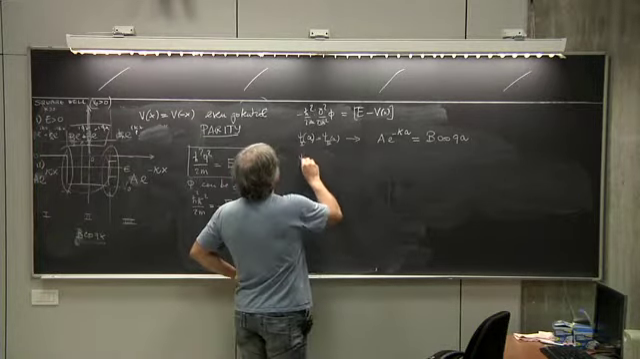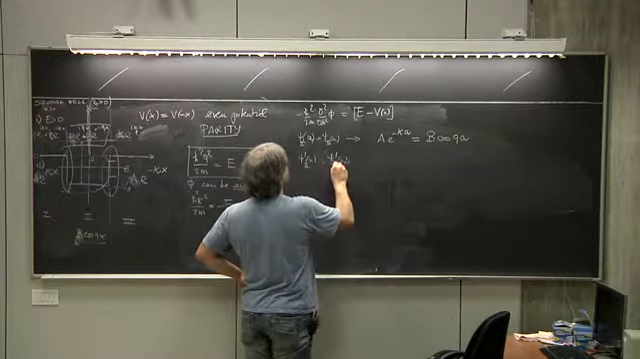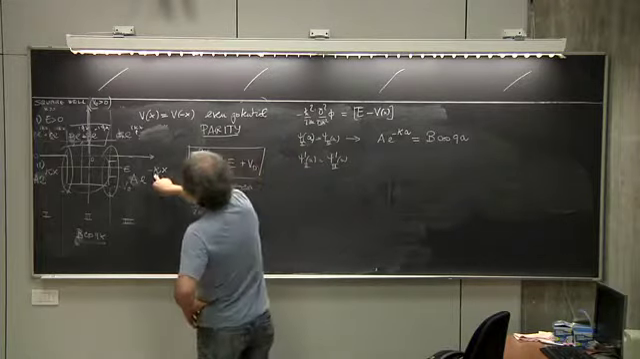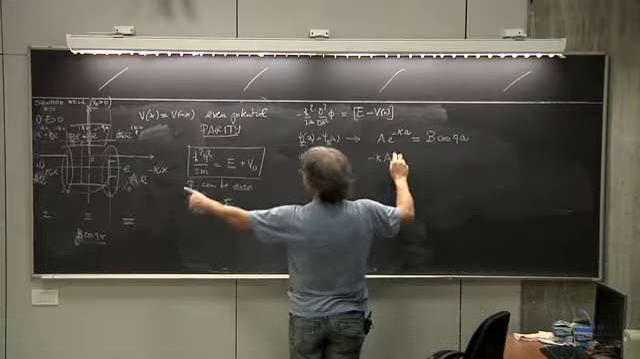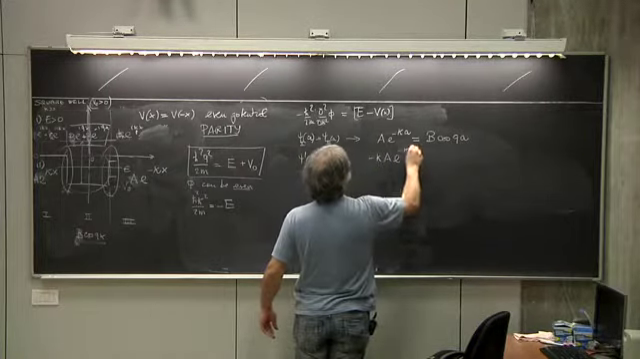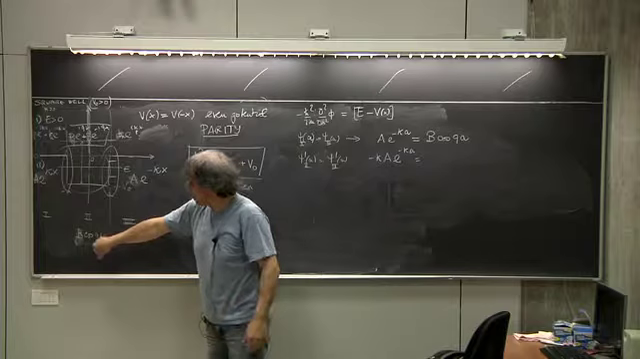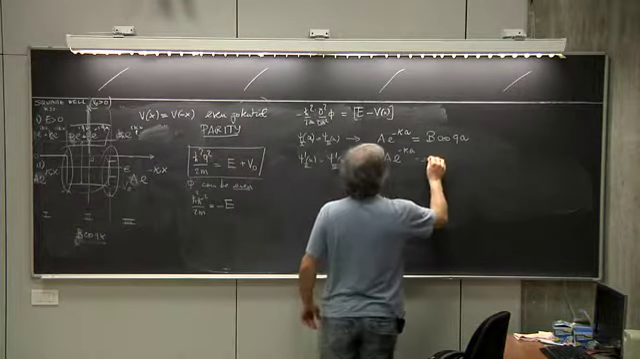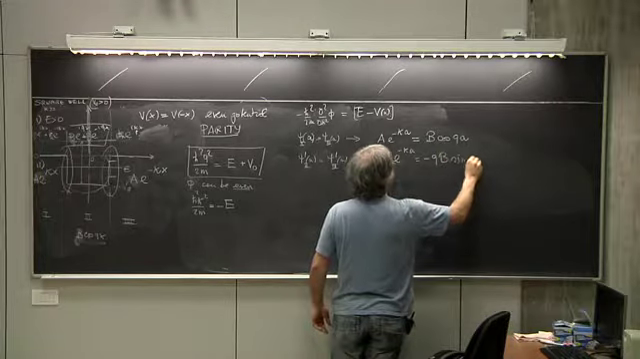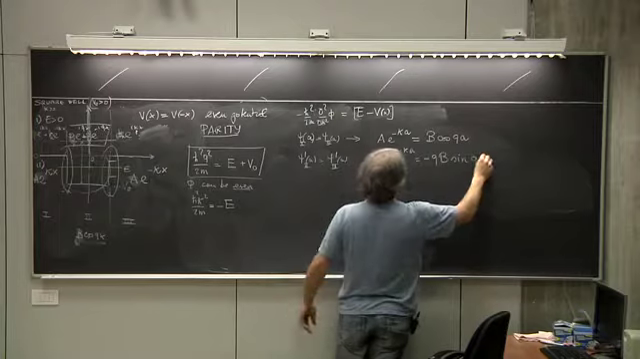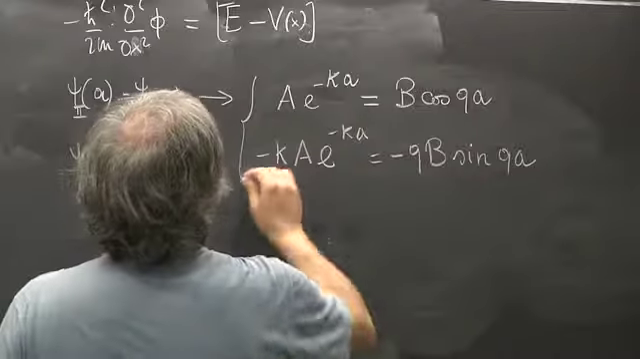So now the derivatives. Psi prime at A equal to psi prime at A in the two regions. When I take the derivative of this, I get minus Ka, and then I evaluate it there, and so I get this. When I take the derivative of the sine, I get minus QB times the sine of Qx, which evaluated at A gives me that. Okay? So these are the two equations.